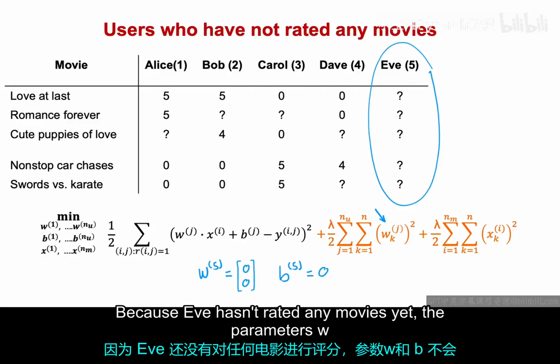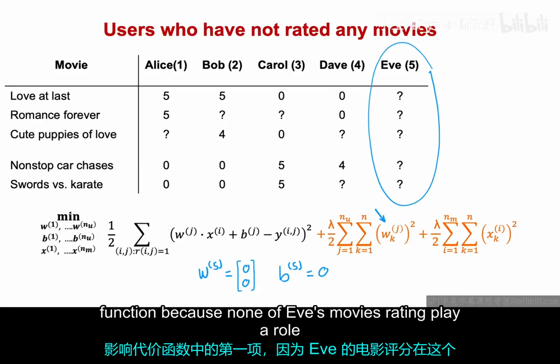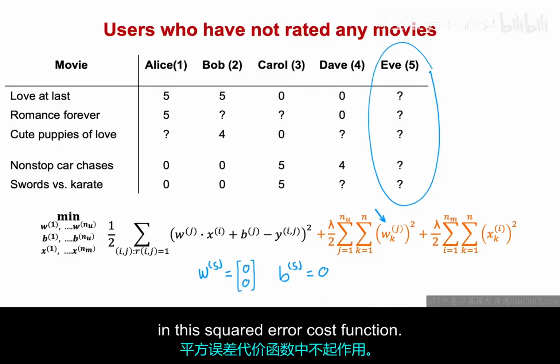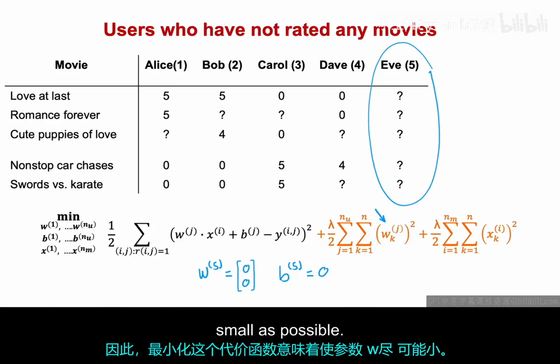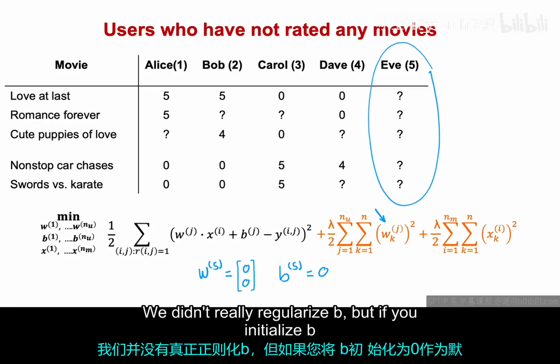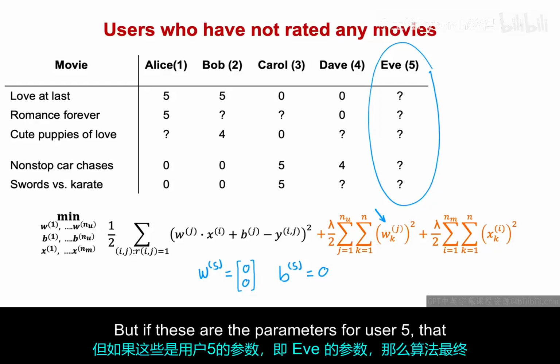Because Eve hasn't rated any movies yet, the parameters W and B don't affect this first term in the cost function because none of Eve's movie ratings play a role in this squared error cost function. And so minimizing this means making the parameters W as small as possible. We didn't really regularize B, but if you initialize B to 0 as a default, you end up with B5 equals 0 as well.